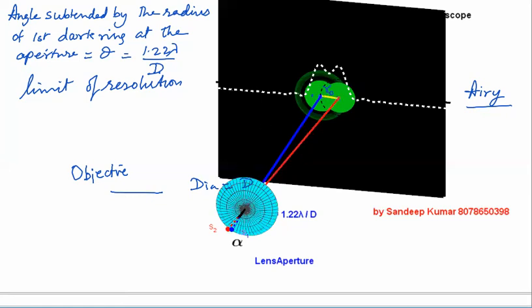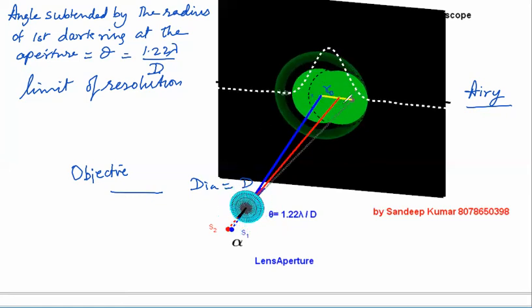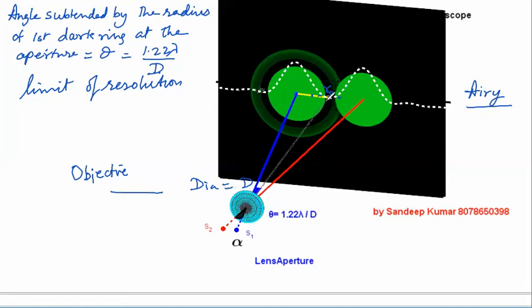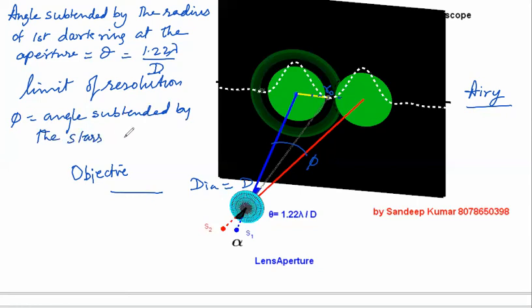So I repeat that. What should we write? We should say that the angle subtended by the two stars, the larger angle between the red line and the blue line, let's call it phi. So phi is the angle subtended by the stars at the lens or the telescope. If phi is greater than theta, they are well resolved, and if just equal to theta, they are just resolved.